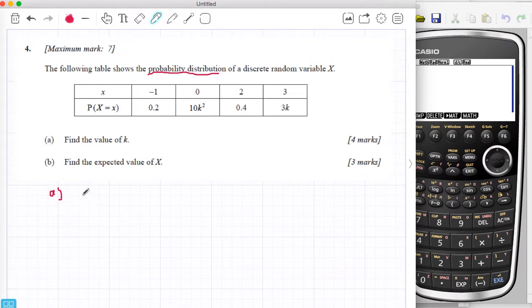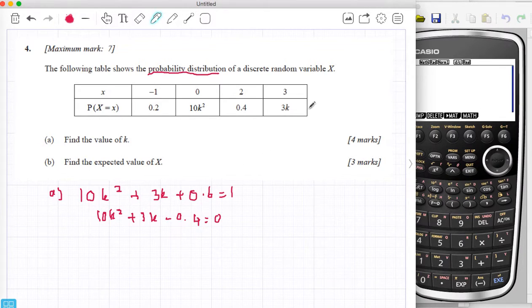I need to put some working out down for this. So I'm pretty sure that 10k squared plus 3k plus both of these two, which is 0.6, they all add together to give me 1. So when I rearrange this equation, I get 10k squared plus 3k minus 0.4 equals 0. So I've taken 1 from both sides. Now I'm looking at this equation, and it's obviously a quadratic equation.